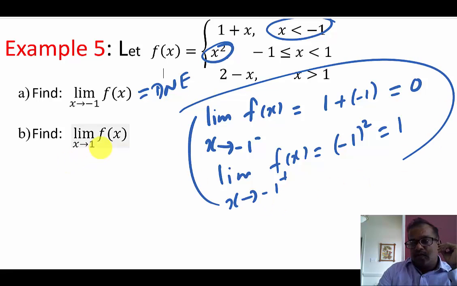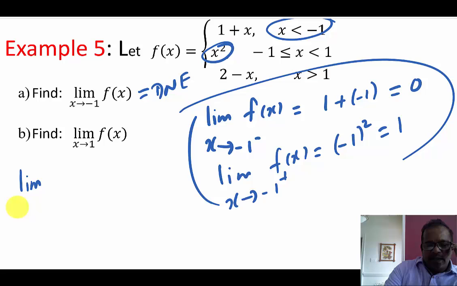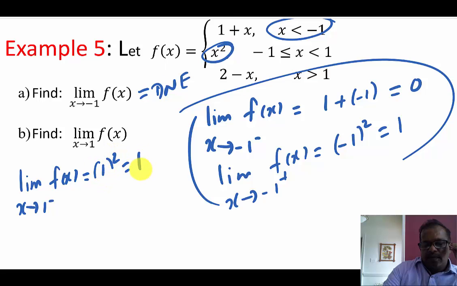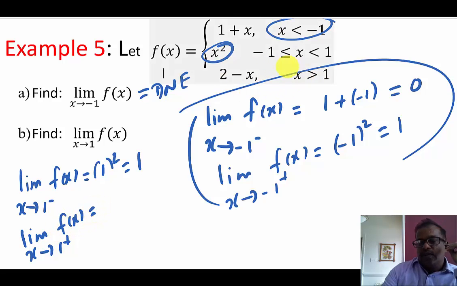And now if I want this one, the limit as x goes to 1 of f of x, I need to find the left limit, x goes to 1 from the left of f of x. Below 1, we have to use this formula, which is 1 squared, which is the same as 1. And above 1, the limit as x goes to 1 from the right of f of x, I have to use this formula, x greater than 1, that is 2 minus x, which is going to 1. So therefore this limit is equal to 1.